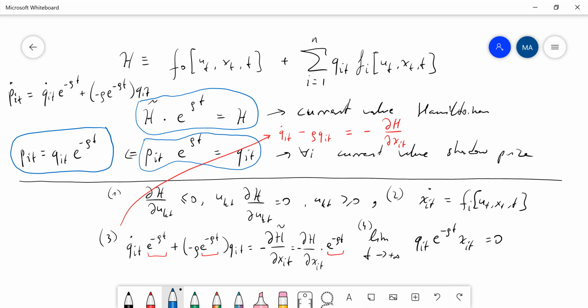That's the main difference. Then of course I change that and replace this, since this is the product. So H is equal to H tilde times e to the minus rho t.